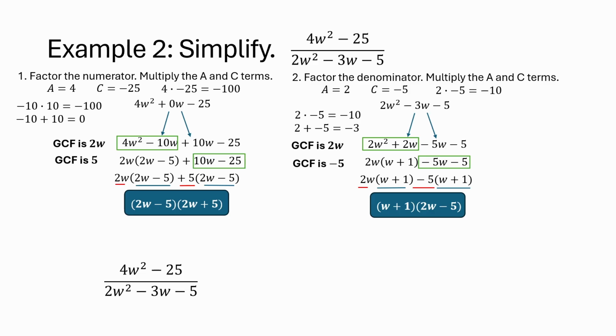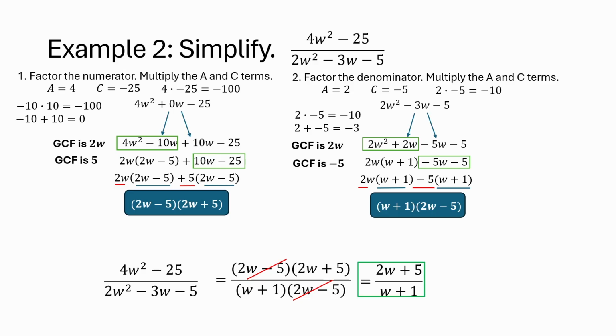And so I'm going to take the original problem and replace the numerator and the denominator with the factors that I got when I factored each of them. So the numerator will be 2w minus 5 times 2w plus 5. And then the denominator is going to be w plus 1 times 2w minus 5. Now I'm going to look at each of these factors and cancel out anything that is on both the top and the bottom. So I have a 2w minus 5 and a 2w minus 5 on the numerator and the denominator, so those cancel out. And so I'll be left with 2w plus 5 all over w plus 1 as my final answer for example 2.